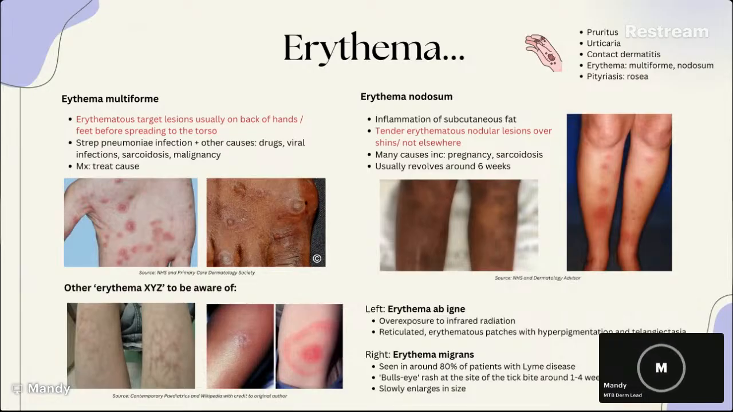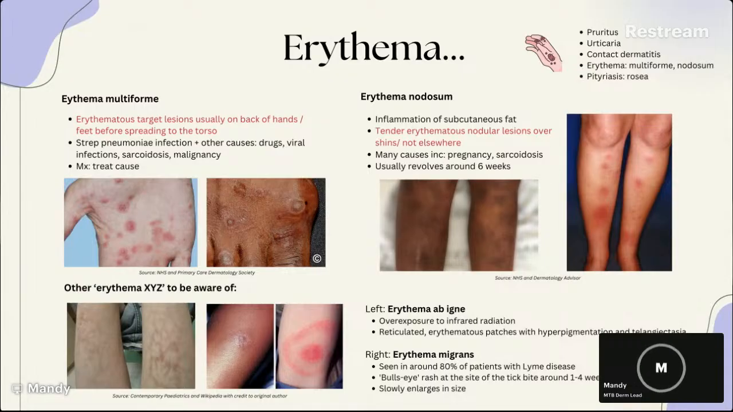So there are similar skin presentations that we see. On the left hand side, you can see these reticulated erythematous patches with hyperpigmentation and telangiectasia, what we call erythema ab igne. It's often due to overexposure of infrared radiation. So in some of the questions, you might see somebody sitting by a fire cooking. That infrared radiation can lead to this erythema ab igne being seen.